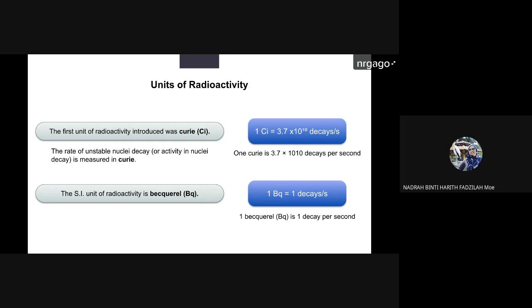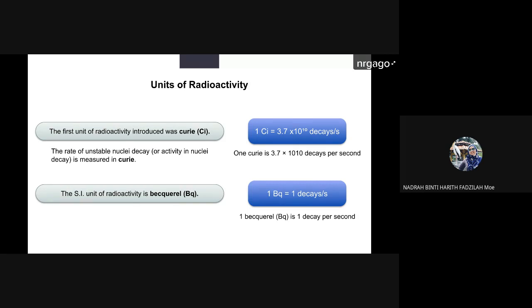The SI unit for radioactivity is becquerel atau BQ. So 1 BQ sama dengan 1 decay per second. Kalau tadi kita tengok 1 curie equals to 3.7 multiplied by 10 to the power of 10. Tapi becquerel ni is SI unit sebab dia punya nisbah tu sama. 1 BQ equals to 1 decay per second. So easier to remember lah.